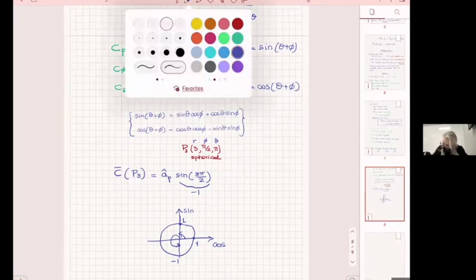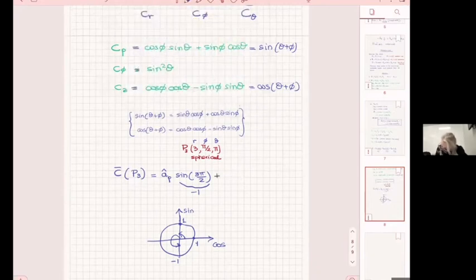Plus A sub phi times sine of theta of pi. How much is sine of theta of pi? 0. So times 0. And A sub z times cosine of this 2, 3 pi over 2. So cosine of 3 pi over 2 is also 0. So 0 here, 0 there.